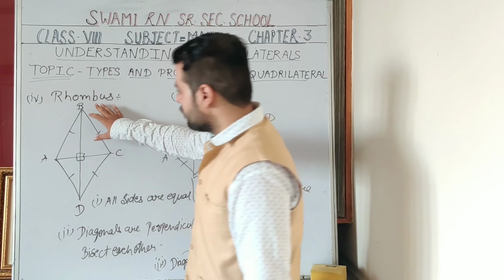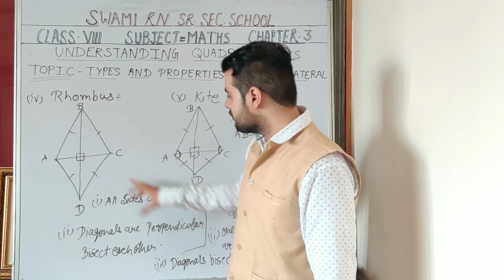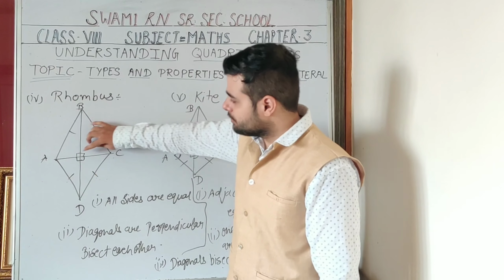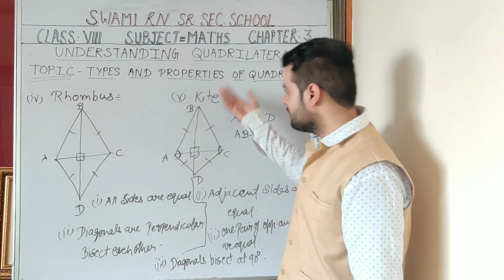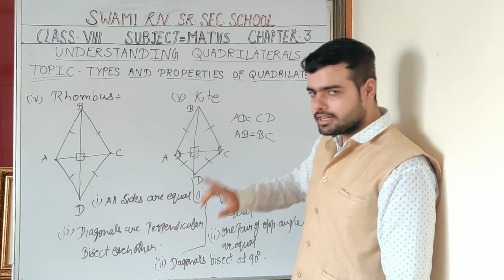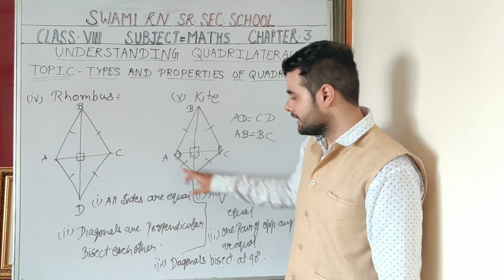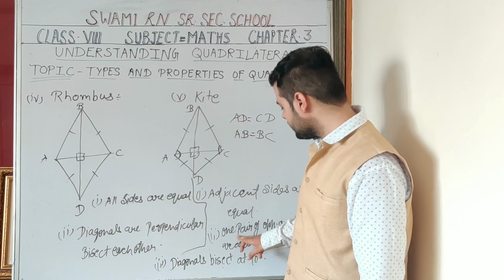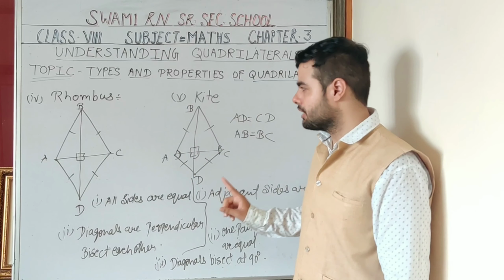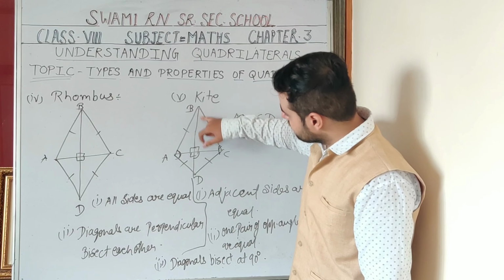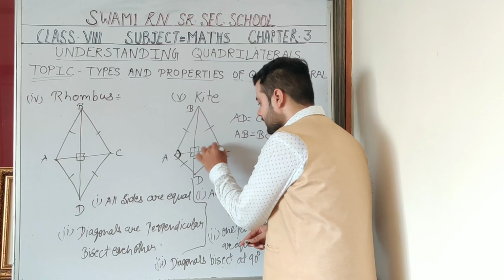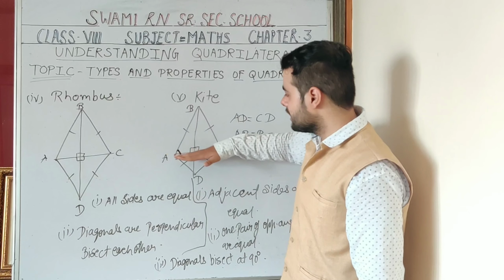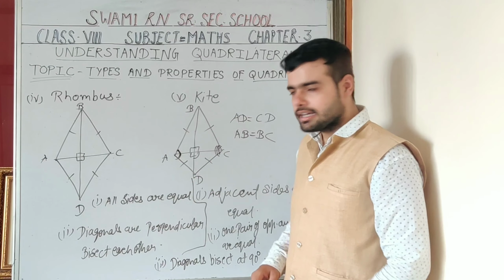Okay students, firstly rhombus. In a rhombus, all the sides are equal. These four sides are equal. The second property is that diagonals of a rhombus bisect at 90 degrees. And similarly, I am taking a kite here. In a kite, adjacent sides are equal, meaning AD equals DC and AB equals BC. The second property is that one pair of opposite angles, only one pair, angle A and angle C, are equal to each other. And the third, similar to the rhombus, is that the diagonals bisect each other at 90 degrees.